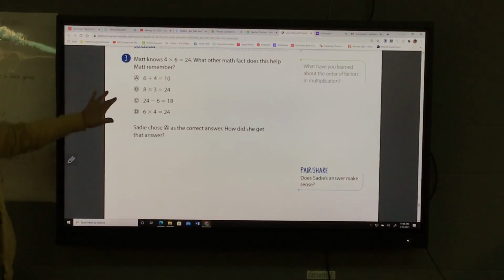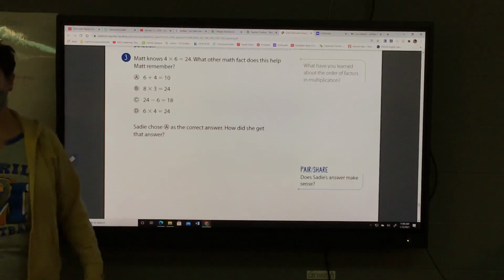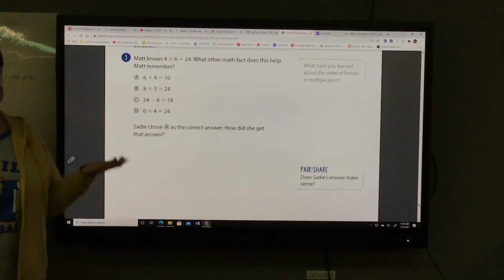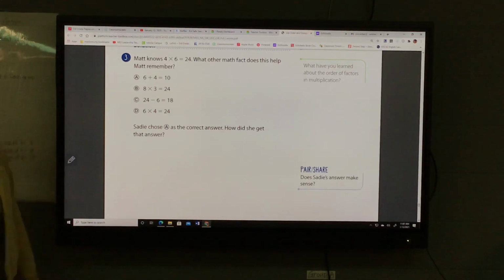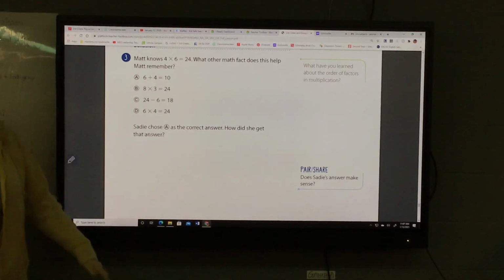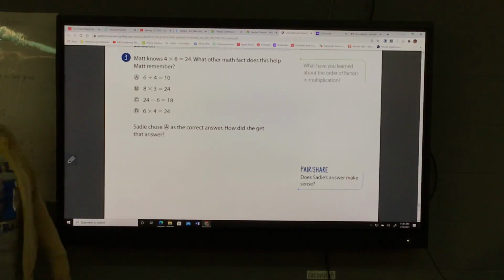Let's look at 3. Matt knows 4 times 6 equals 24. That's a true statement, friends. That is accurate, okay? What other math fact does this help Matt remember? 6 plus 4 equals 10. 8 times 3 equals 24. 24 minus 6 equals 18. Or 6 times 4 equals 24. There's one correct answer. Which one is it?